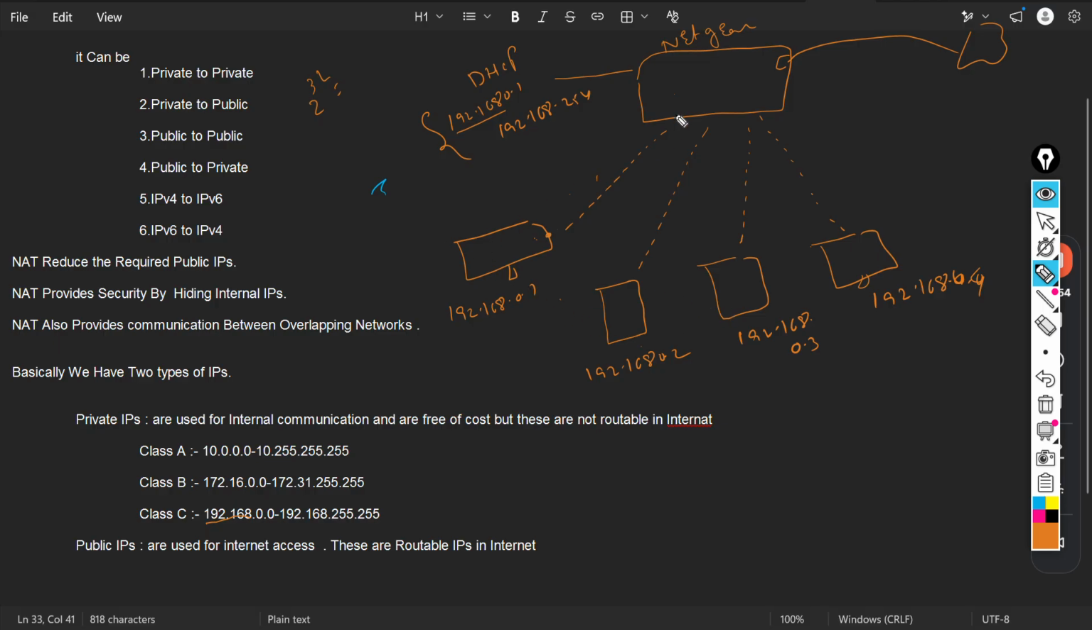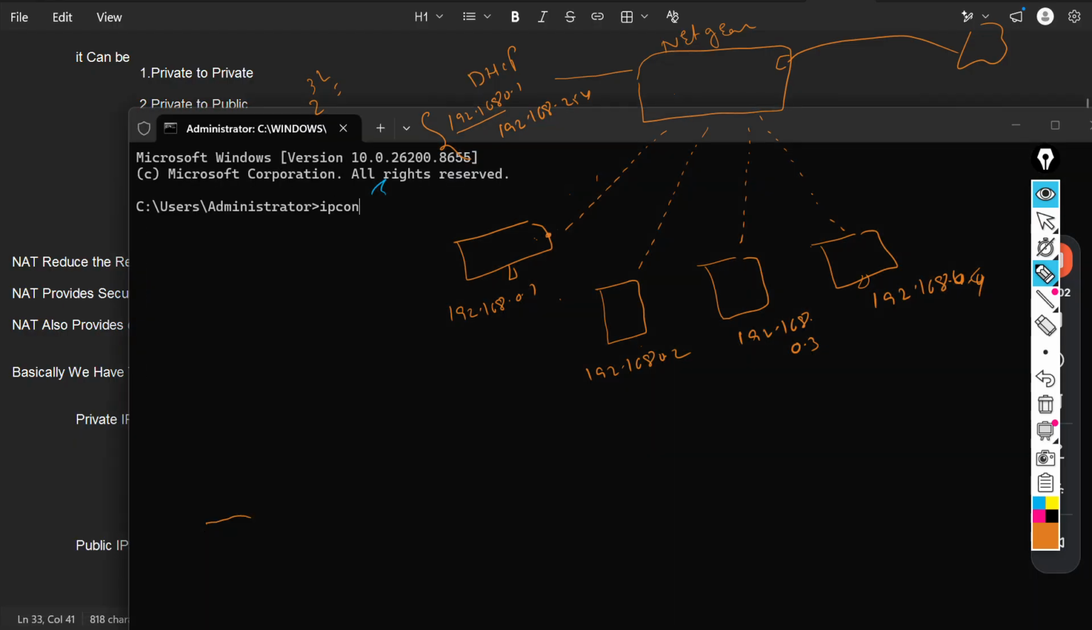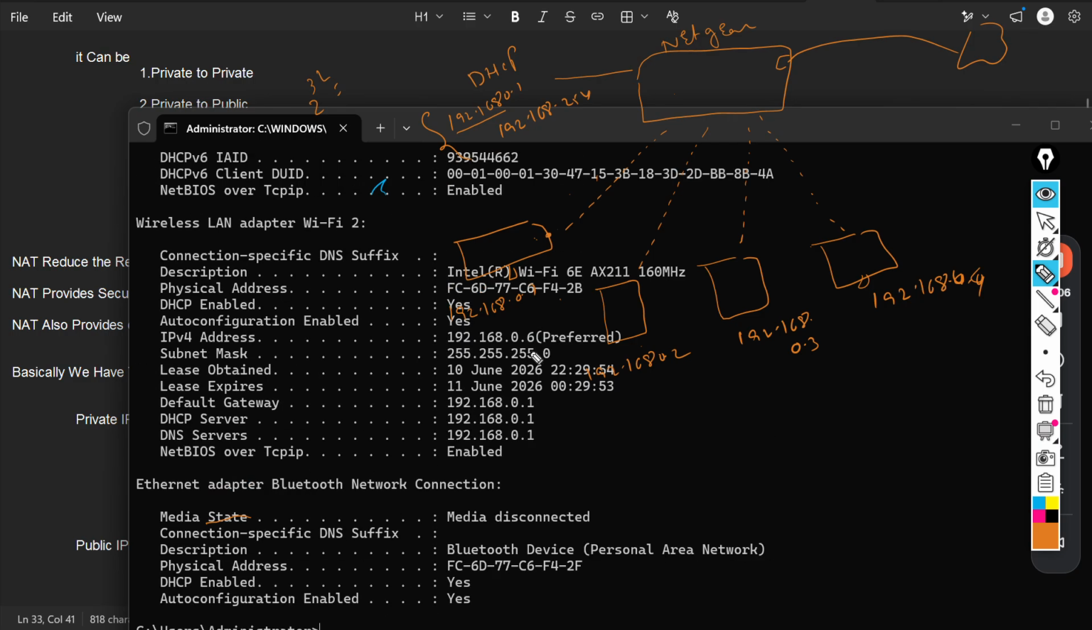But how we are getting internet here? See, right now, my system is also using private IP. See, I will show you here. ipconfig space /all. What is my IP? My IP is 192.168.0.6. This is the private IP. But still I am getting internet. How it is possible?